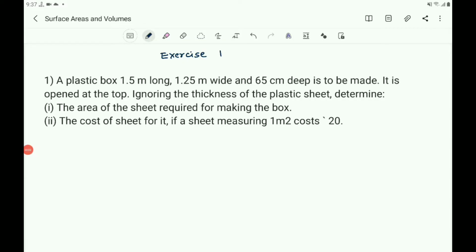Dear children, it is the next part of the chapter Surface Areas and Volumes. Now let us start Exercise 1 of the chapter. Let us solve the problems in that exercise.